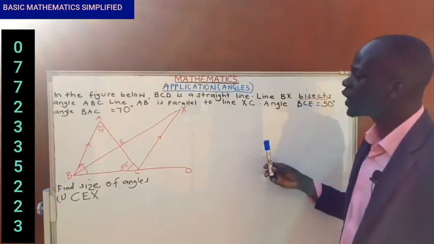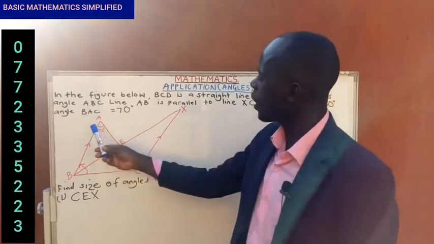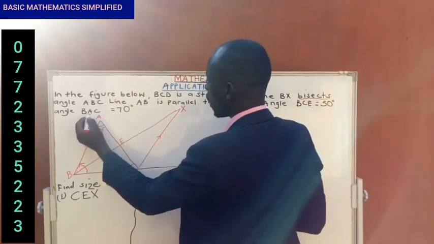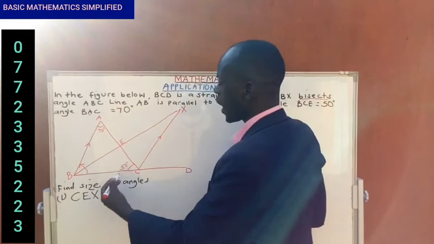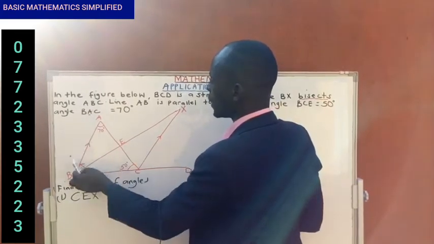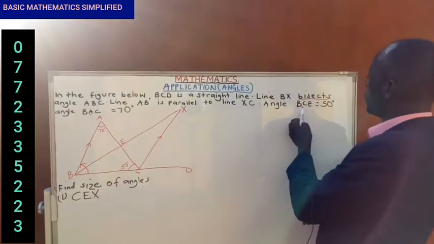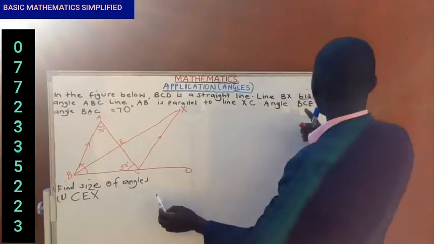Angle BCE is 50 degrees, which is here. Angle BAC: the middle letter is where the angle is. That is a simple way of understanding this. As you can see, in BAC the angle is at A. Then BCE, the angle is at 50. In BC, C is in the middle.